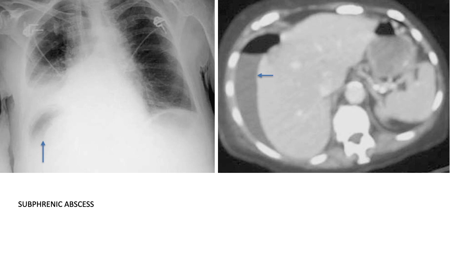And the other thing is subphrenic abscess. You can see here it's similar to our first picture. It's just an X-ray and the other is the CT scan of the same patient. So you have to be very careful with this differential with the pneumoperitoneum.